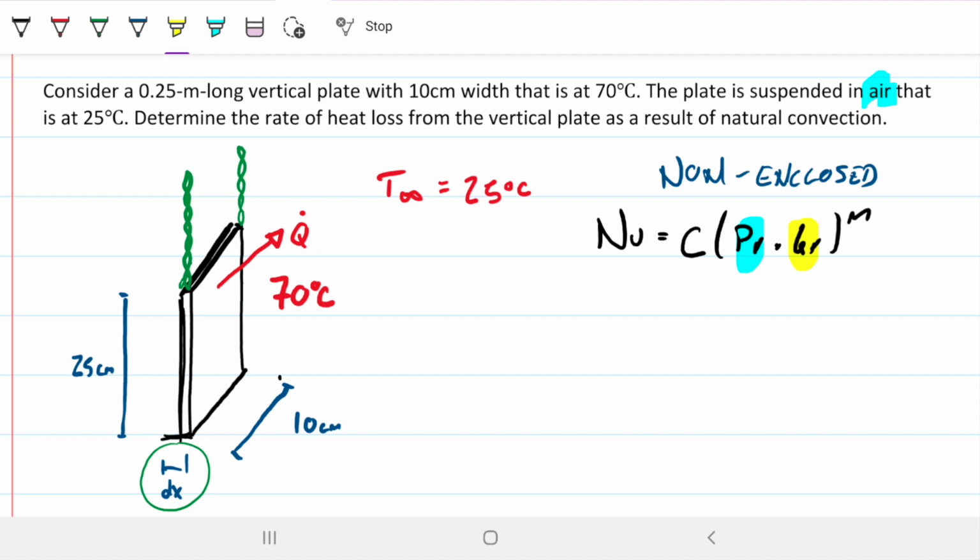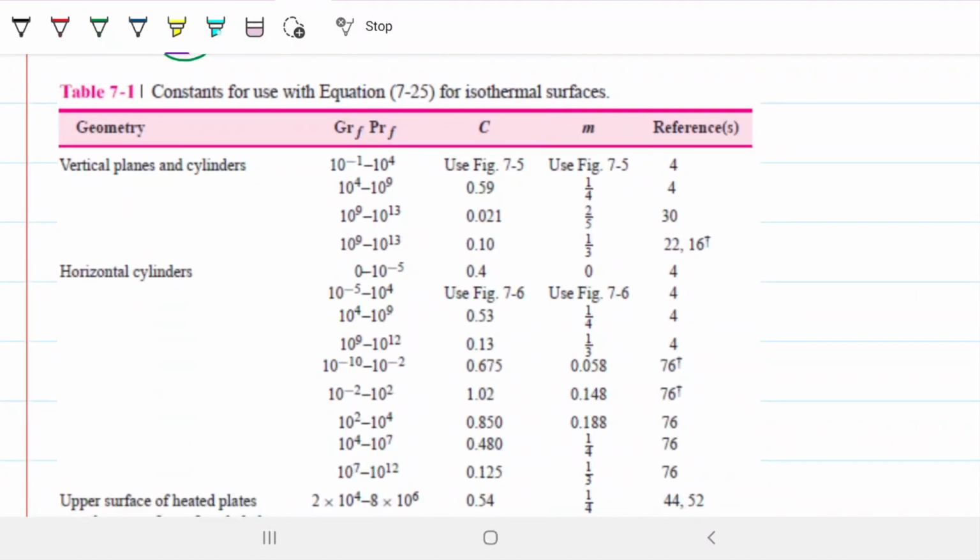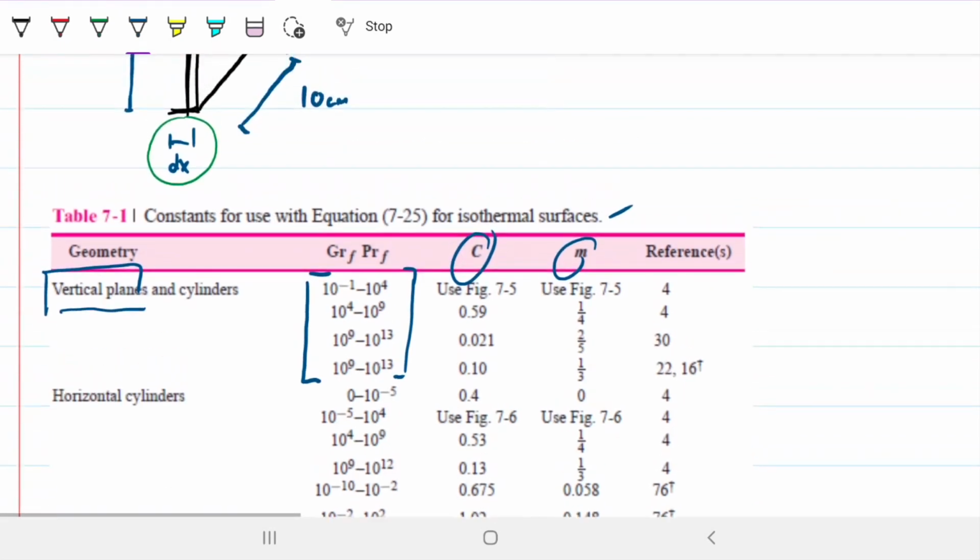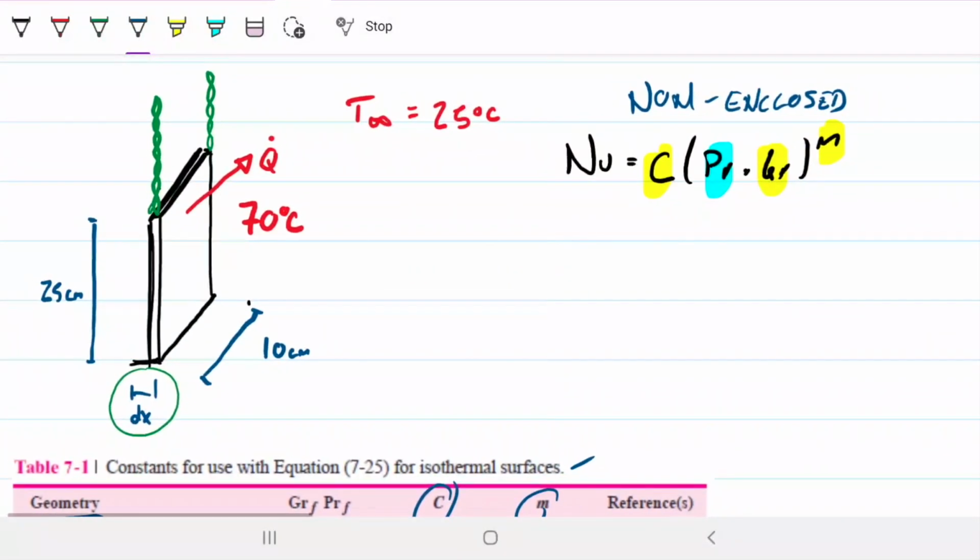And after I have those two, I can find out what these coefficients are from our table. This is the table for isothermal surfaces in a non-enclosed space, and I have a vertical plate, so I have this situation here. To determine the coefficients I'm looking for, I'll need to find the Rayleigh number. As a reminder, Rayleigh is just Prandtl times Grashof. So how can we do that?